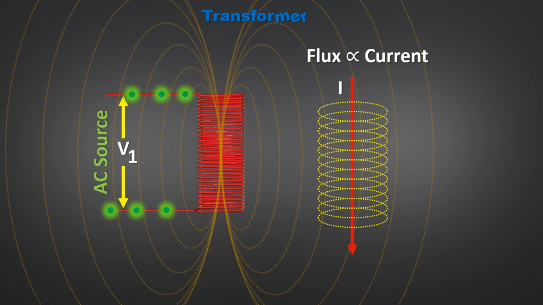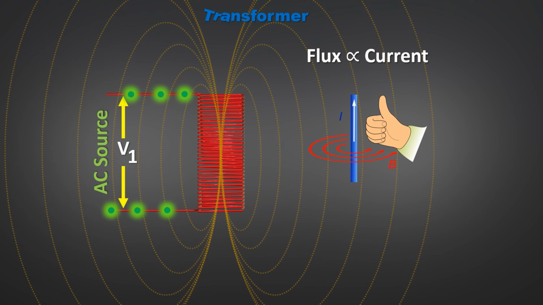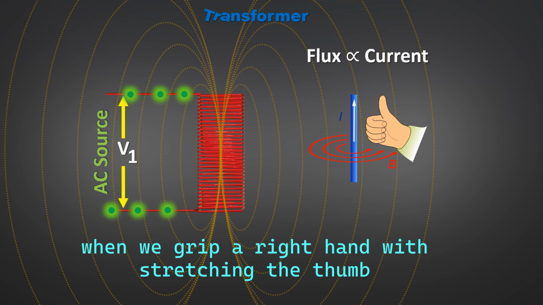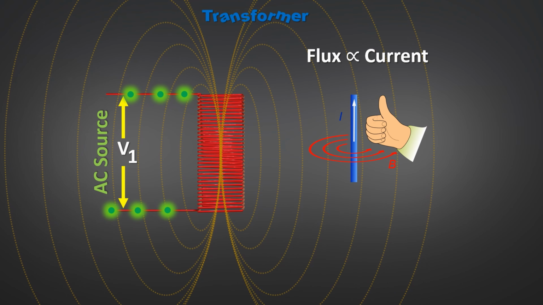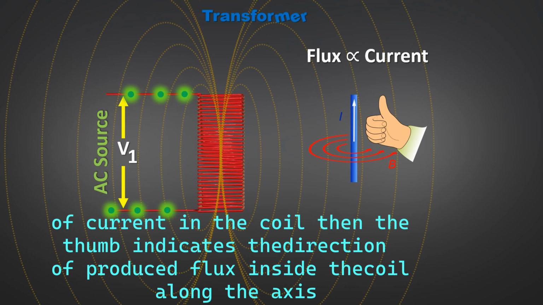The direction of the flux in the winding can be found out by applying the right hand grip rule. This rule states that when we grip with the right hand, stretching the thumb along the axis of a coil or winding and the other four fingers along the direction of current in the coil, then the thumb indicates the direction of produced flux inside the coil along the axis.